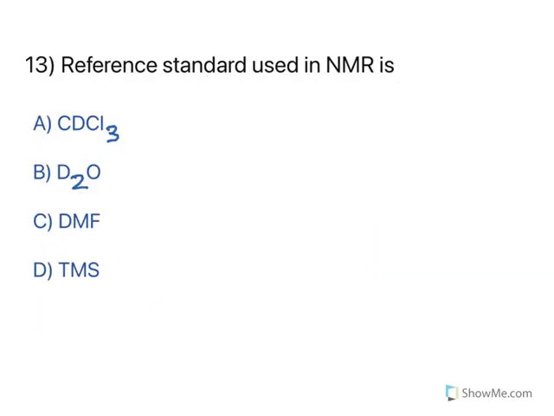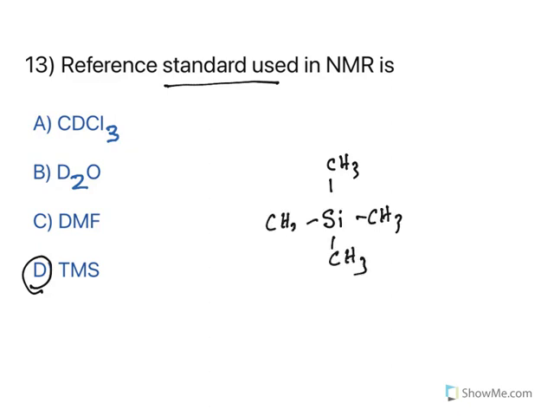Moving to the next one. Now, reference standard used in NMR is tetramethylsilane. See, there is a reason for that. This is tetramethyl, means 4 methyl groups are there. Now, when you see the silicon, carbon is more electronegative than silicon. When it is more electronegative, what happens? All the electrons are pulled towards carbon. When more electronic environment is there, what happens to protons? They will be shielded, very highly shielded.